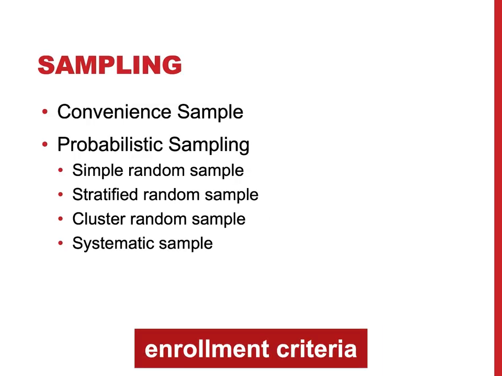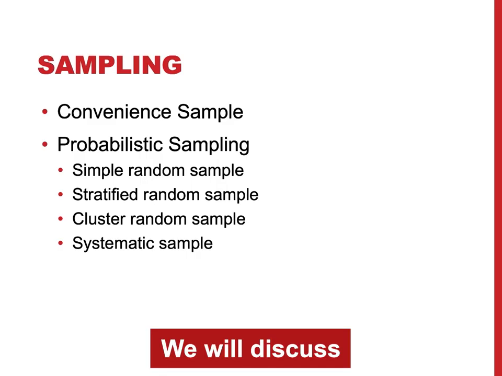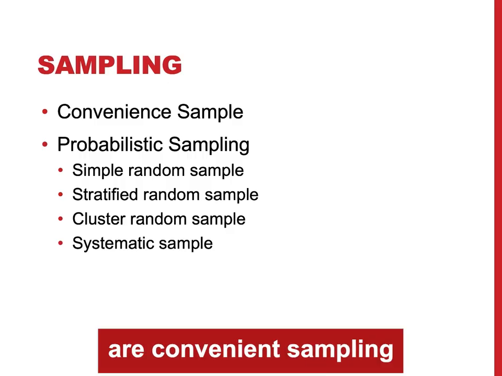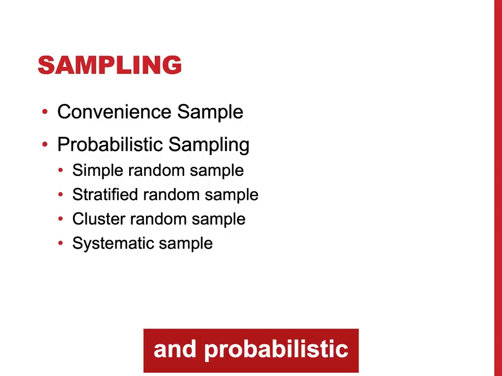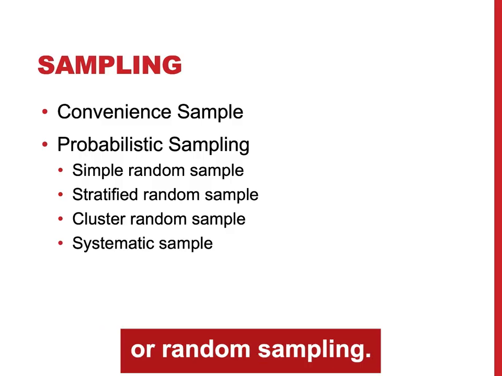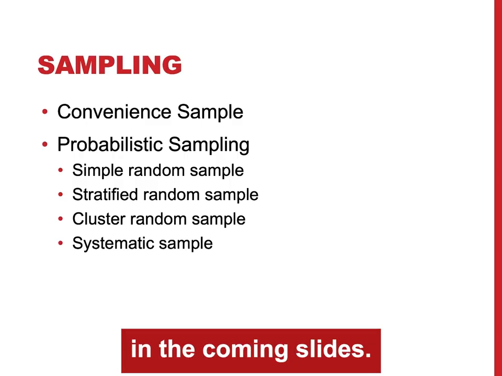Once you have defined the enrollment criteria and the study variables, it is time to select your sample population. We will discuss how many patients to sample in our next session on sample size determination. The two primary methods of sampling a population are convenience sampling and probabilistic sampling, also known as probability sampling or random sampling. There are several probabilistic sampling methods that we will discuss in the coming slides.